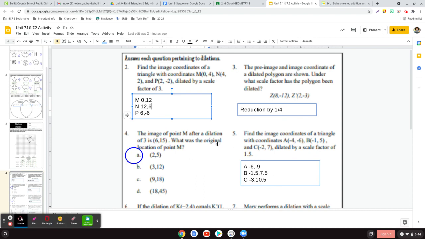Number 5, we find the image coordinates of a triangle with coordinates A, B, and C. And we're going to dilate them by a scale factor of 1.5. So here we're going to take all of these coordinates, each one separately, and multiply by 1.5. And these are your new coordinates here.